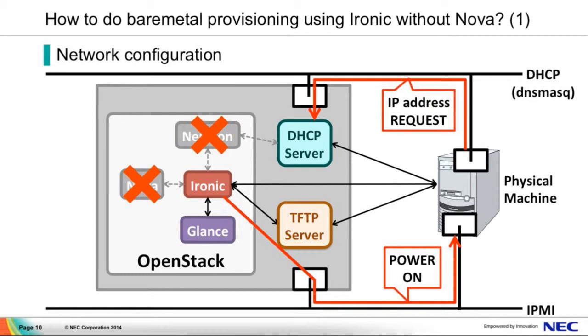Then I will introduce the way to do bare metal provisioning using Ironic without Nova. At first, this is the network configuration which I used. In order to do bare metal provisioning using Ironic, two networks are necessary. One is for DHCP and another is for IPMI in order to do power management.